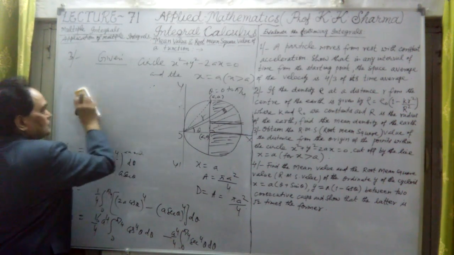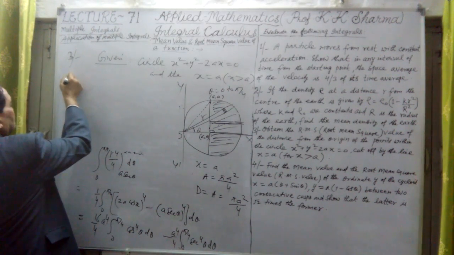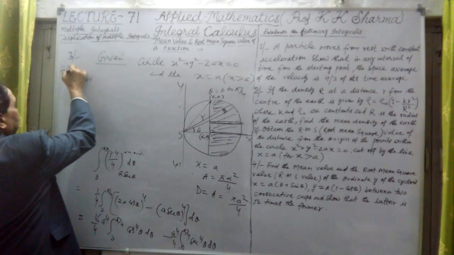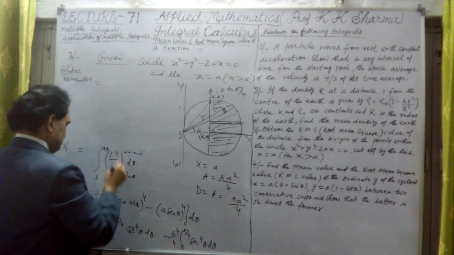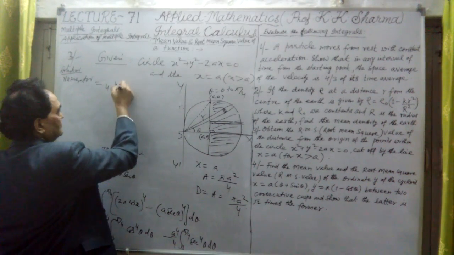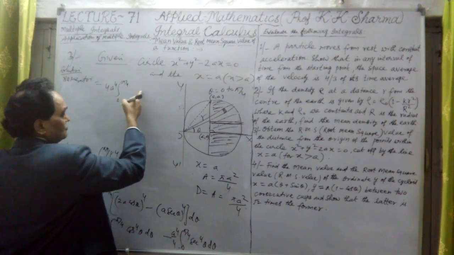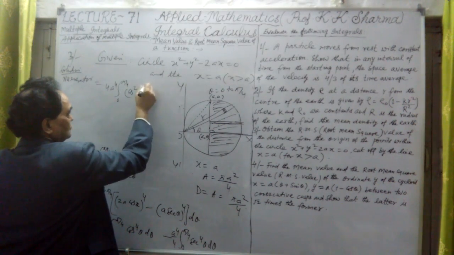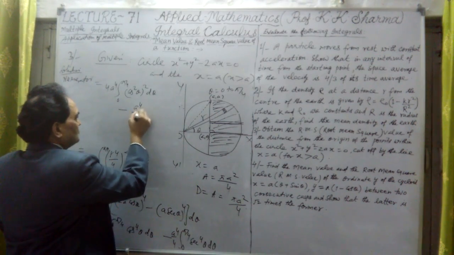Now let me solve them separately. So the numerator we are calculating, the value of the numerator, the solution here is this value: 16 by 4, that means 4 a to the 4, integral 0 to pi by 4 of cos to the 4 theta, where it is cos square theta whole square, that means cos square theta whole square into d theta, minus, and the last one is a to the 4 upon 4.